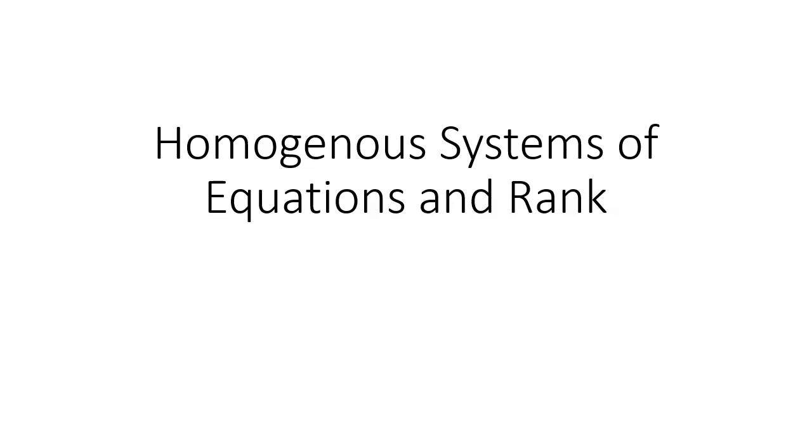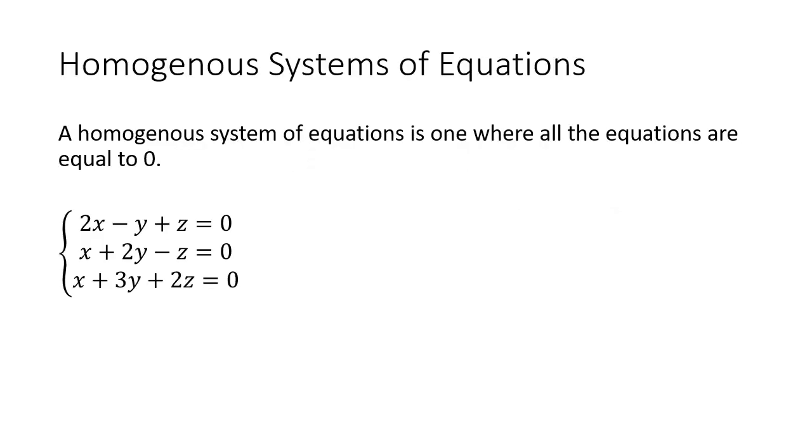In this video, we're going to look at homogeneous systems of equations and rank. A homogeneous system of equations is simply a system of equations in which all of the equations are equal to 0. They're all the same, they're all equal to 0. That's the only thing that makes it a homogeneous system. If they're not equal to 0, we call it non-homogeneous.